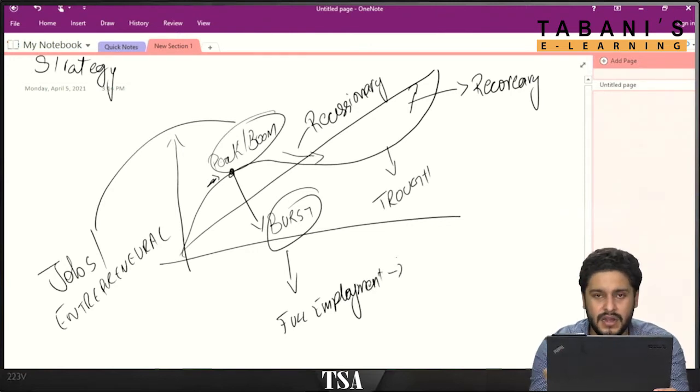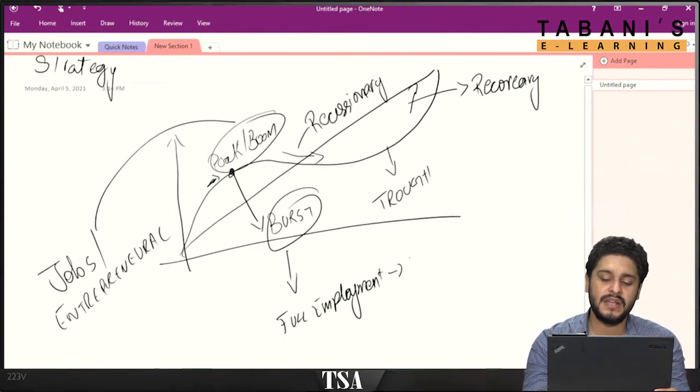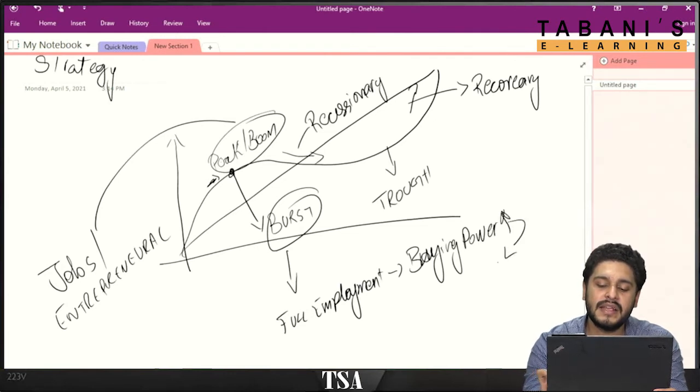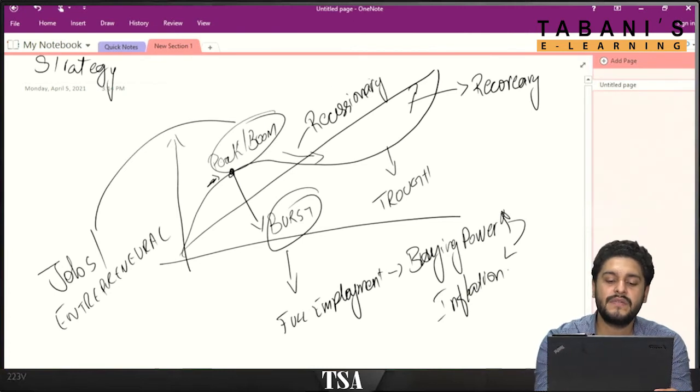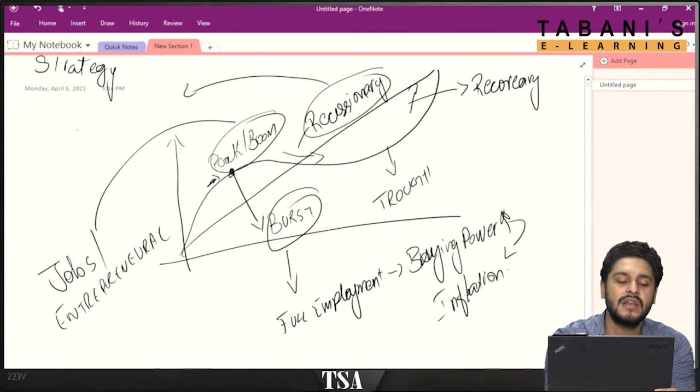And you guys are clever enough to identify that if an economy reaches its full employment, this means that the buying power of the individual within an economy is increasing, thus leading the inflation rate to increase. Then we have got the recessionary phase. After every bust comes the recessionary phase. We will go for job losses and civil unrest.